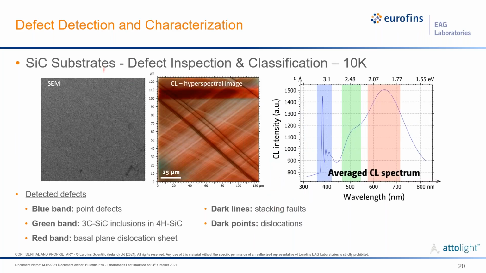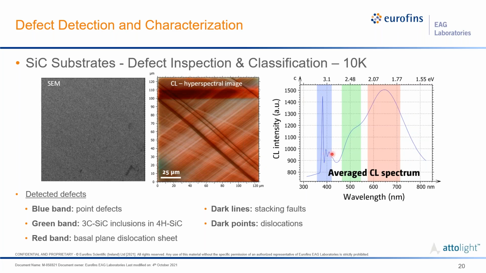So secondly, this is an example of looking at silicon carbide substrates. In the SEM, there's not a whole lot going on. It seems fairly smooth and flat. In this case, the hyperspectral image shows quite a few different things going on. So this is an average spectrum from this region.